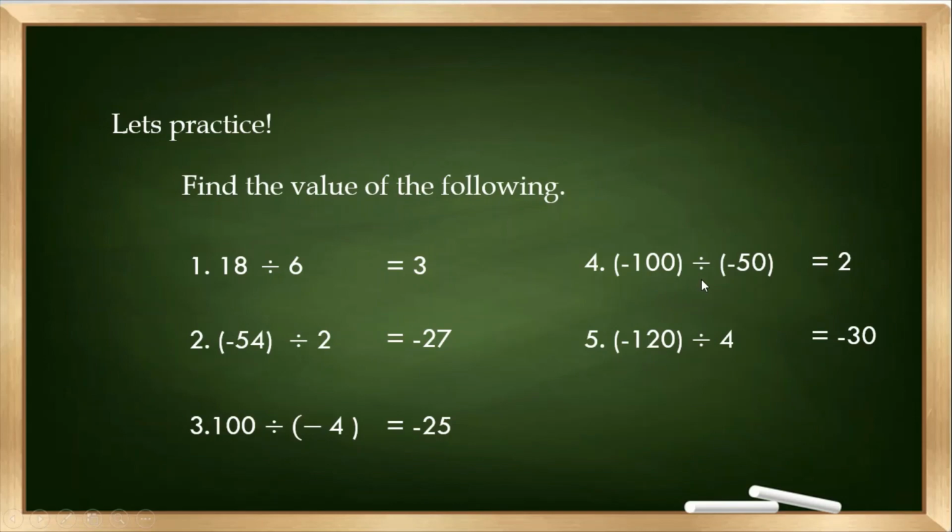Next one is negative 100 divided by negative 50. Pareho silang negative, so ibig sabihin magiging positive yung quotient natin. And 100 divided by 50 is 2. So the answer is positive 2. The last one is negative 120 divided by 4 is equal to negative 30, dahil we are dividing two unlike signs. Okay? So I hope you understand.